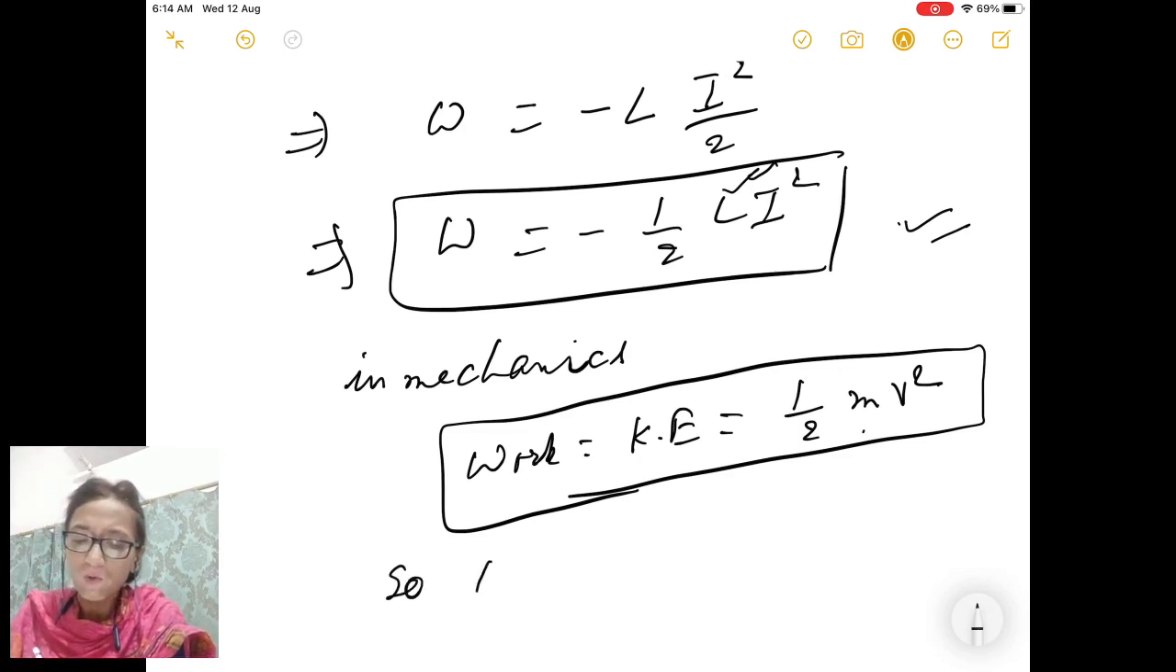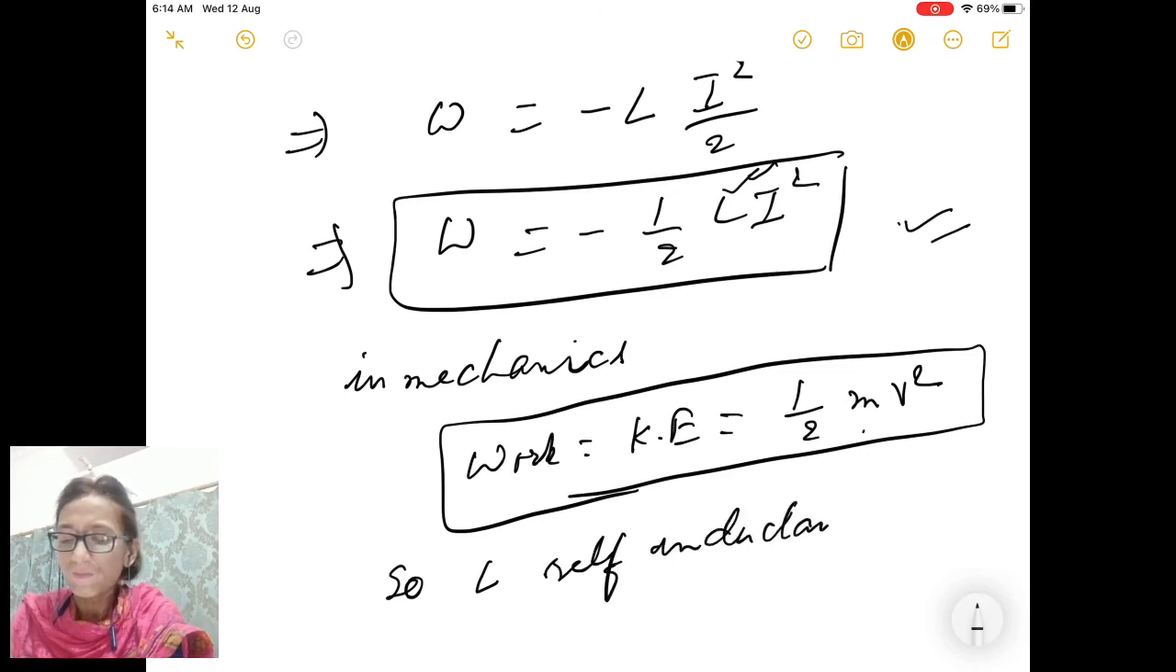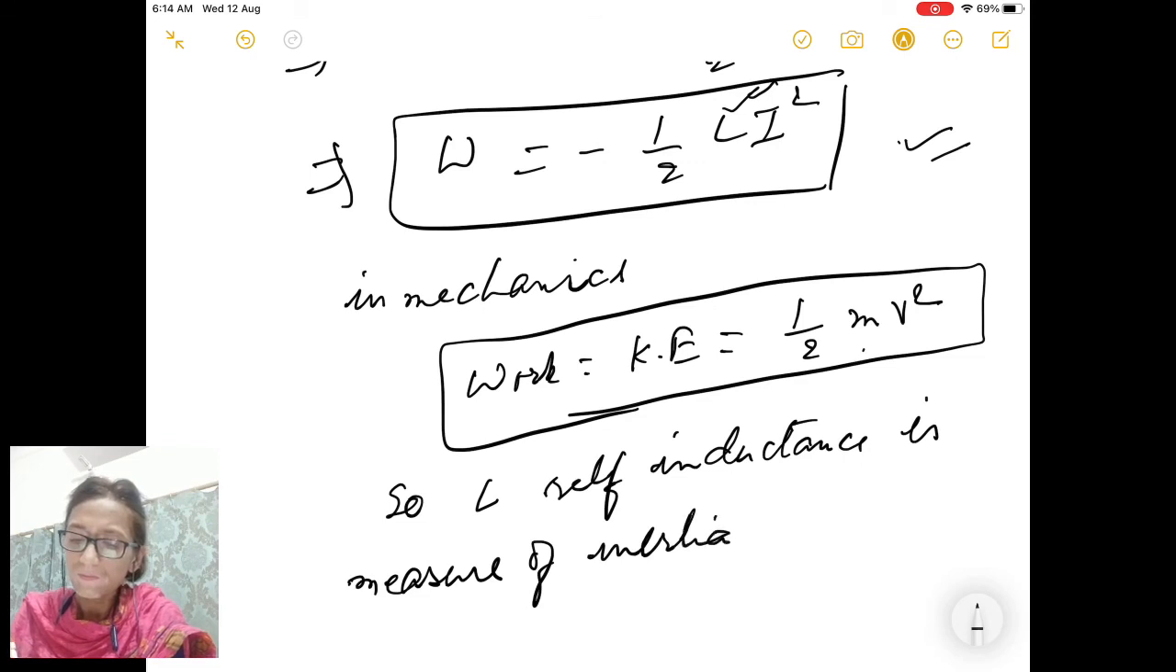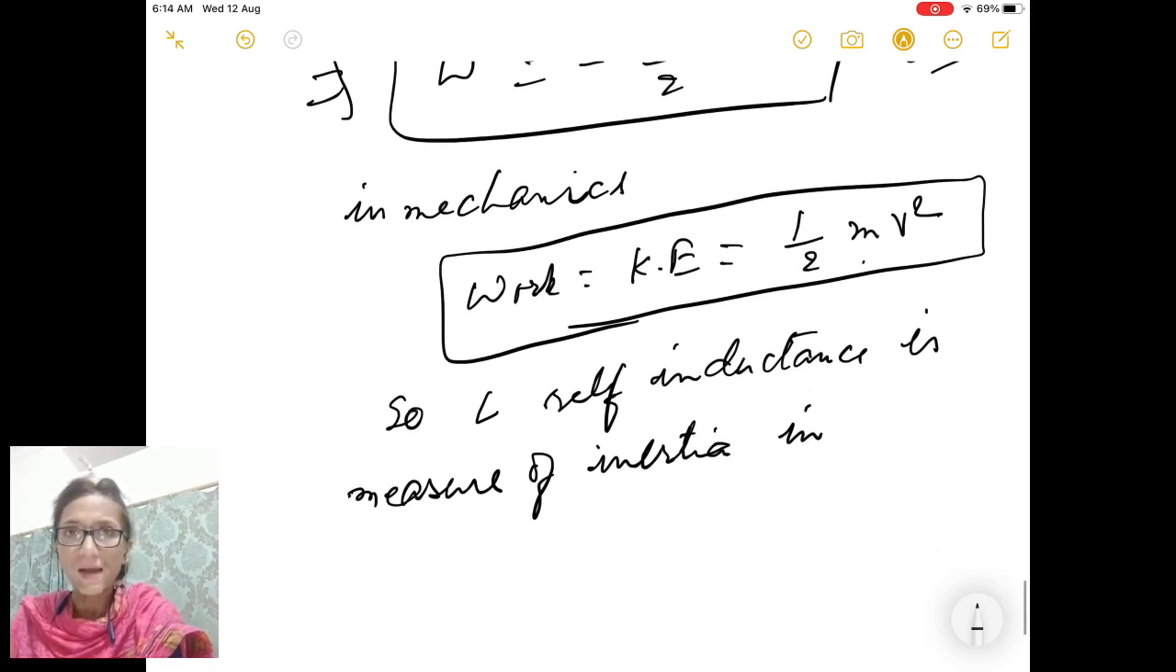So L, inductance, is a measure of inertia in the electromagnetic analog.